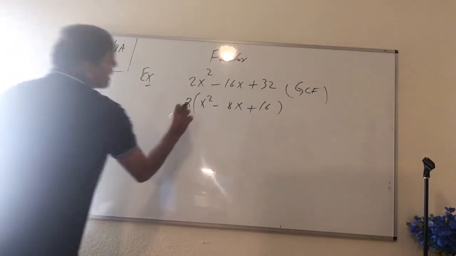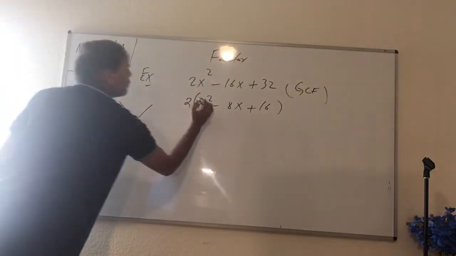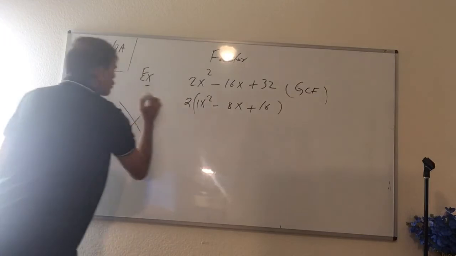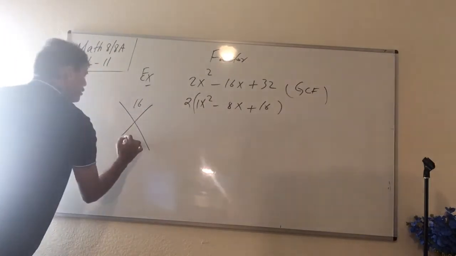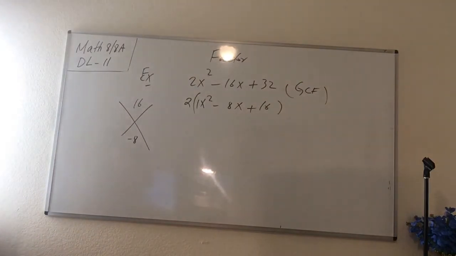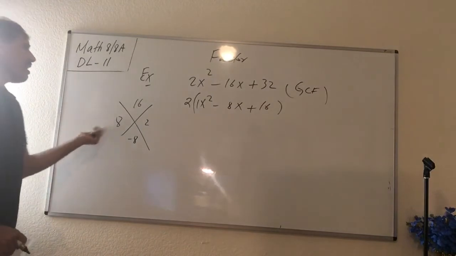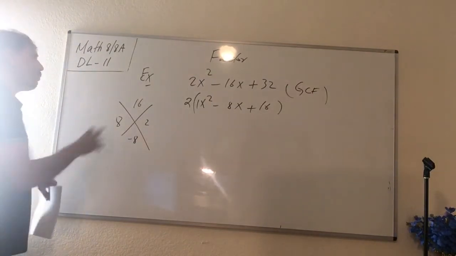Now we're going to try the x method on this. So there is a 1 here. 1 times 16 is a positive 16. This is a negative 8. So now think about it. Somebody says, look, 8 times 2 is 16, but 8 plus 2 is 10. That's not going to work.